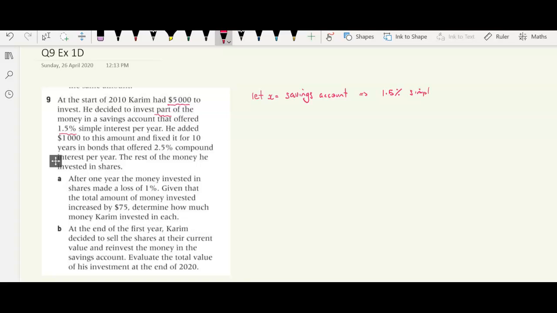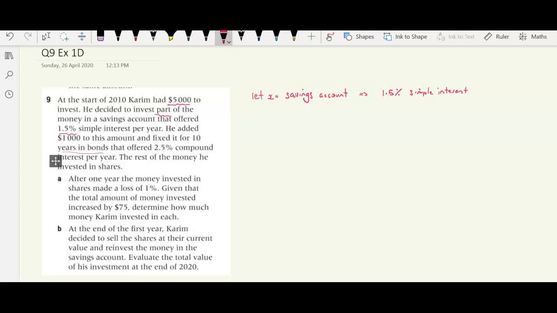Now, simple interest is interest that you get on the original amount, and it never changes. So if you invest $100 at 10% for 10 years, then you get $10 a year. That's it. It doesn't get recalculated on new amounts. You don't get interest on your interest. You just get interest on the original amount. That's simple interest. Now, he added 1,000 to this amount. So that's X plus 1,000, and fixed it for 10 years in bonds.